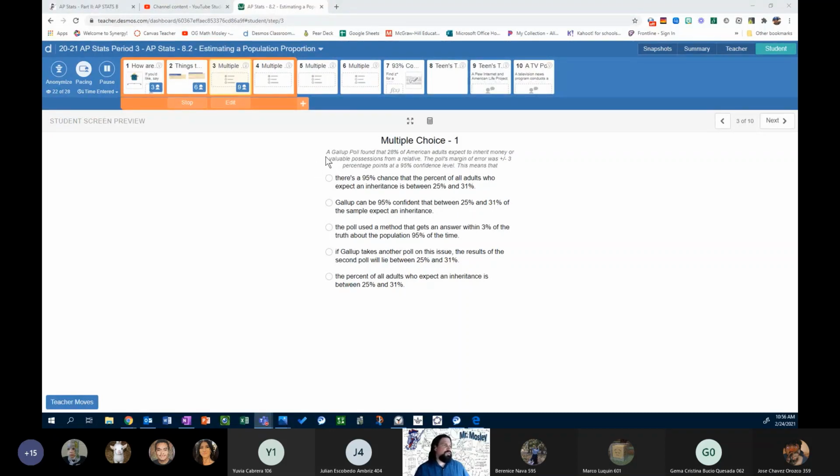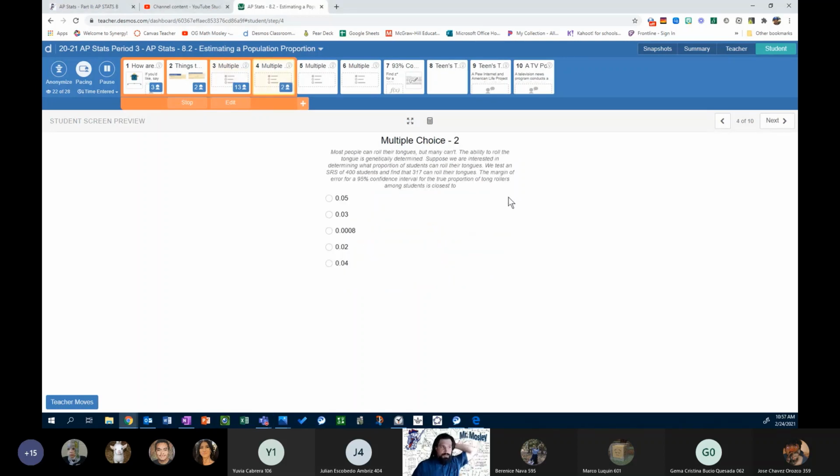So multiple choice 1: a Gallup poll found that 28% of American adults expect to inherit money or valuable possessions from a relative. The poll's margin of error was plus or minus 3 percentage points at a 95% confidence level. This means that, you got to finish the sentence, one of the 5 statements below is correct. The other 4 are not. You need to try and do your best to pick the one that best interprets what this margin of error and confidence interval represent. Okay, so that will be multiple choice 1.